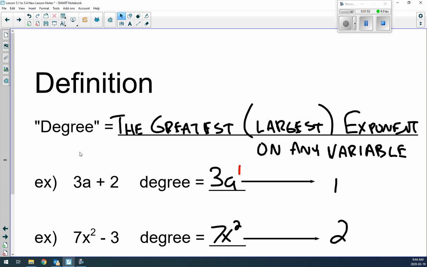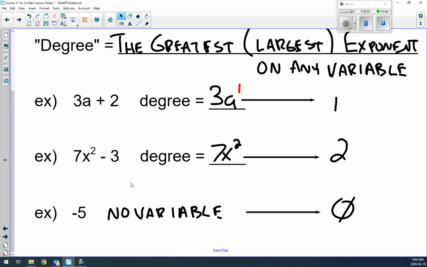What we can also talk about then is the degree of a polynomial. Degree, in this case, is the largest exponent of every variable. So look at this first one here: 3a plus 2. The variable there is a, and what's above that a? Well, there's a 1 there. So our degree is 1.